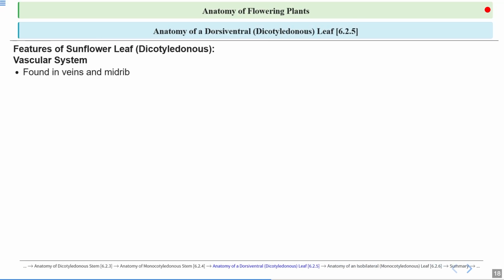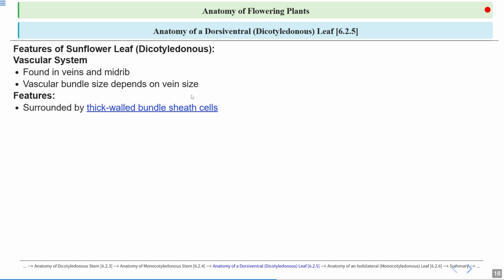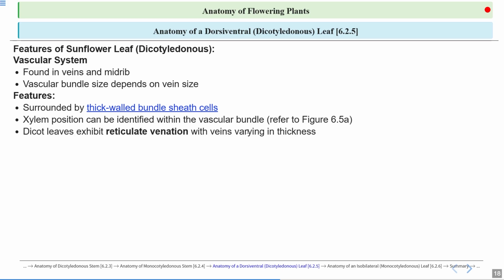Now, the vascular system is found in the veins and the midrib. These vascular bundles are found in the veins and midrib region. The vascular bundle size depends upon the vein size. Let us see the different features of the vascular bundle. It is surrounded by thick-walled bundle sheath cells, and the xylem position can be identified within the vascular bundle.